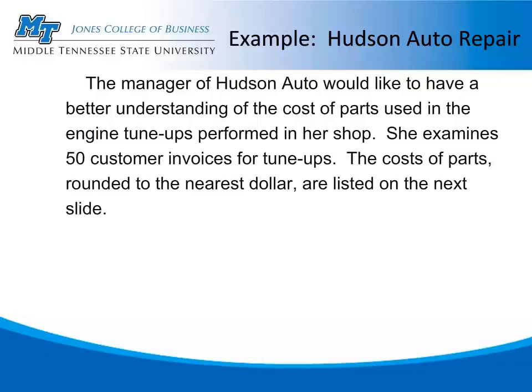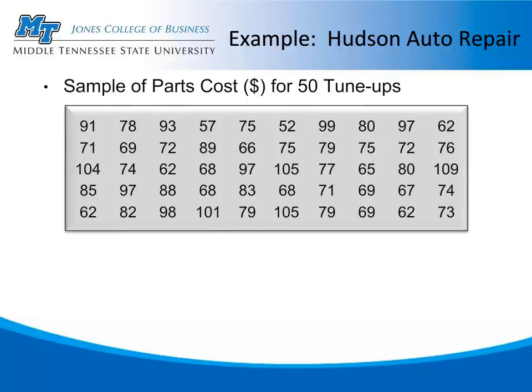This slide has a very brief description of a problem at Hudson Auto Repair. They have the cost of parts for 50 engine tune-ups. It's rounded to the nearest dollar. Now these are not all of the tune-up costs. This is just for a sample of 50. But just looking at the 50 numbers, you really can't get a lot of information out of it. If they were sorted, you could get a lot more information out of it. But there are other things that you can do to summarize this so that it's more descriptive.